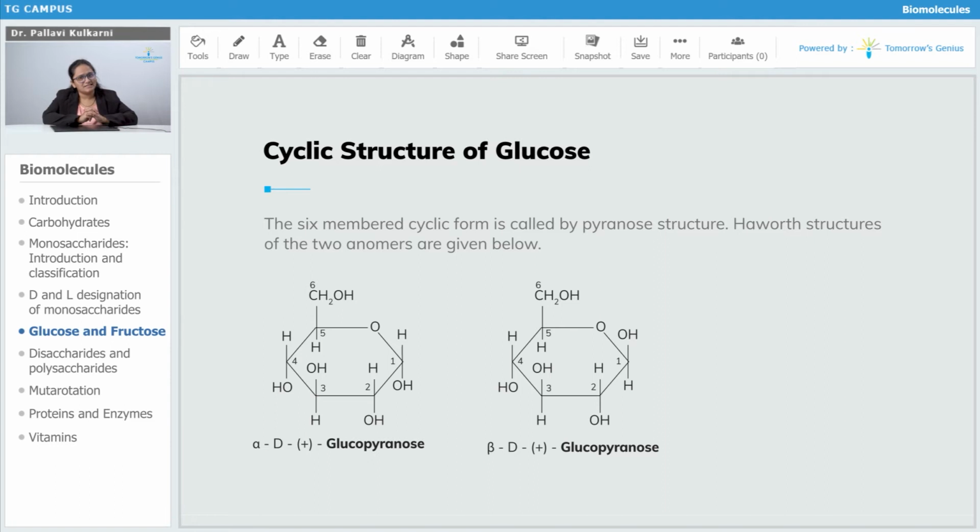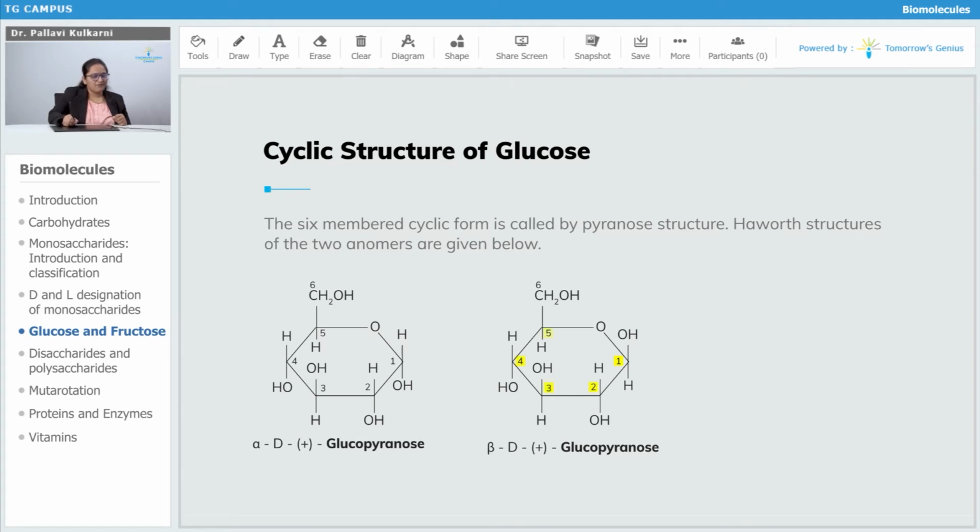That is, a carbon which is attached to 4 different groups or atoms. I am going to highlight those carbon atoms so that you can understand what these chiral carbons are. Starting with carbon number 1, that is the anomeric carbon atom, this is also chiral. The second carbon is also chiral. The third one is also chiral.